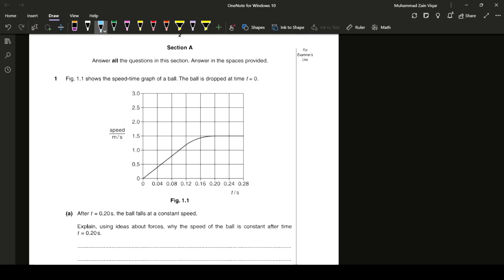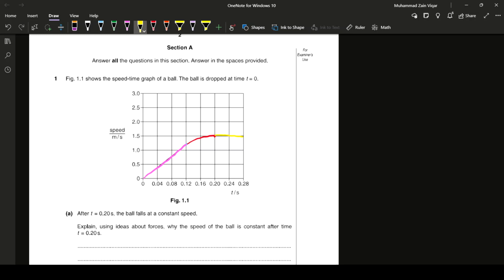three portions. One portion goes from time t equals 0 till around time t equals 0.12 seconds, which is a straight non-horizontal line. Then from t equals 0.12 seconds, the next region goes till time t equals 0.2 seconds, which is a curved line, something like this. And then after this point, it's a straight line from time t equals 0.2 seconds all the way till time t equals 0.28 seconds. So this is how the graph is.